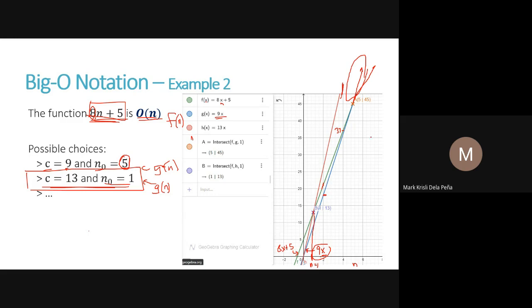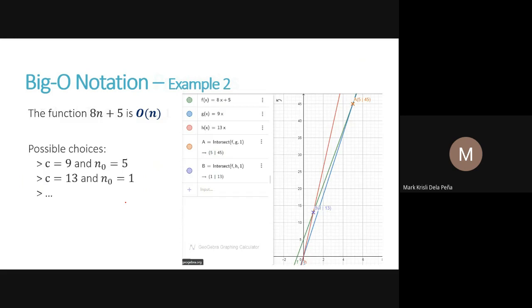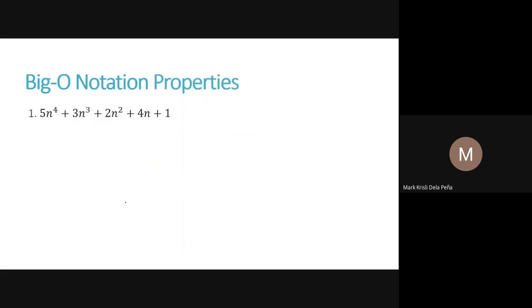As long as we can get a function which has worse case compared to the original, that would be a good solution. But again, we will have an algorithm or a set of rules to follow on how to get our c and n sub 0. Let's take this example. Suppose our f of n is 5n to the fourth plus 3n cubed plus 2n squared plus 4n plus 1. Now how do we get the big O, the g of n?